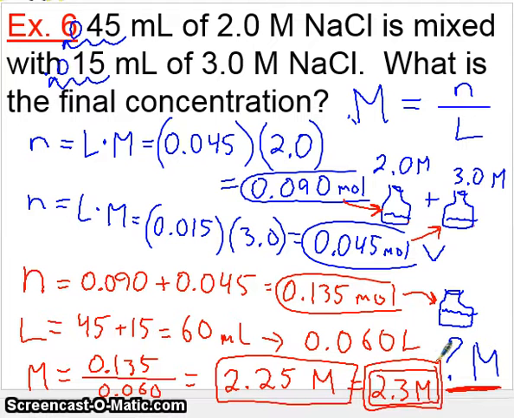So what we did is we figured that each bottle has some moles. We added those moles together. Each bottle has some liters. We added those liters together. We put the total moles over the total liters. So really, this was just moles over liters again. We just did it 3 times. So we used the molarity equation 3 times.